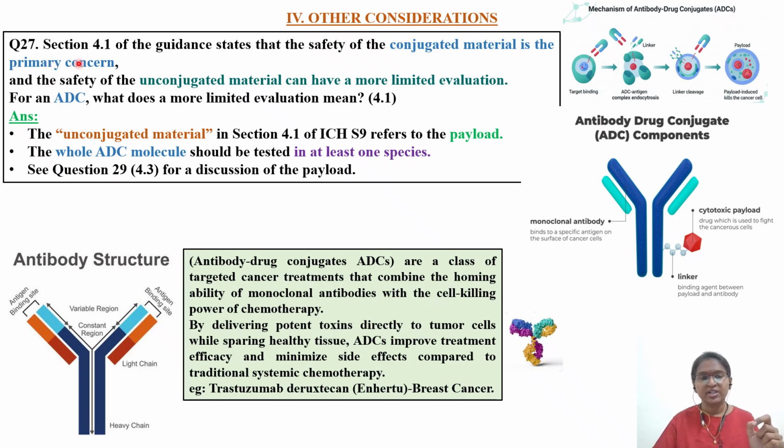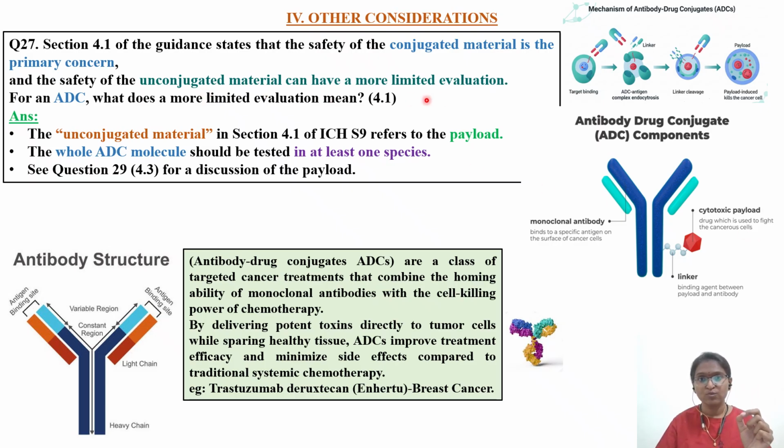Question number 27 is under section 4.1 of the guidance, which states that the safety of the conjugated material is the primary concern. If you look into this antibody drug conjugate, that is ADC, it consists of three parts: one is the antibody, then you have the payload and the linker. This conjugated material, its safety is the primary concern, it is saying, and the safety of the unconjugated material. What is unconjugated material? Here it is linker or payload.